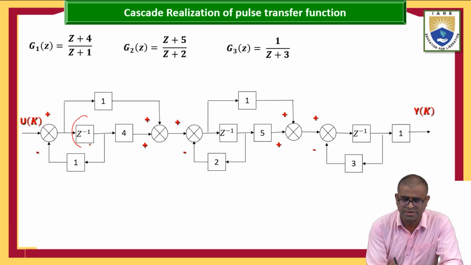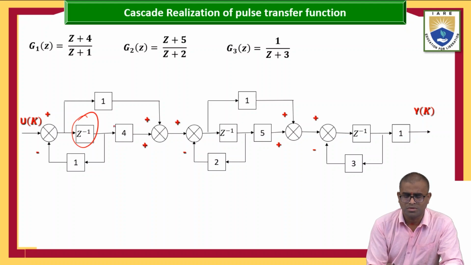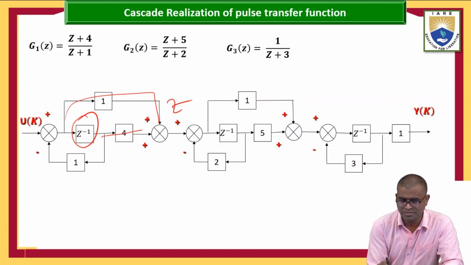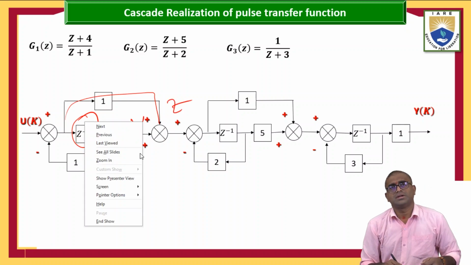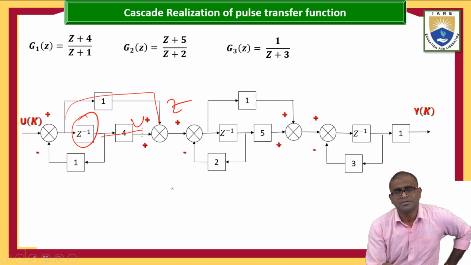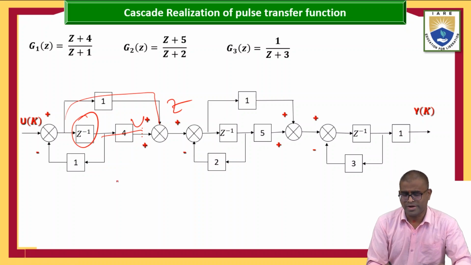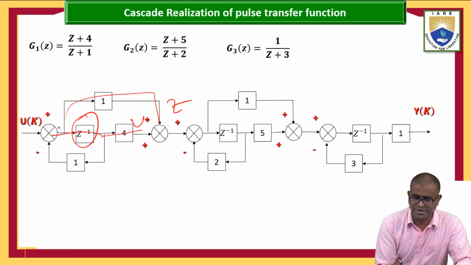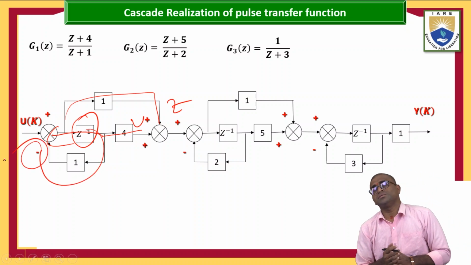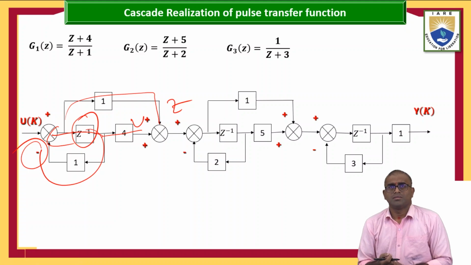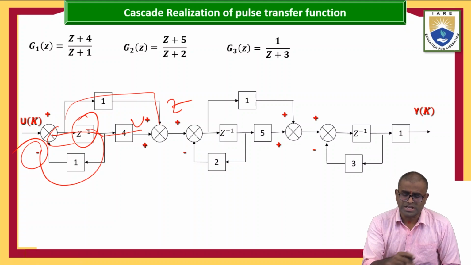Here the first function has order 1, that's why z power minus 1. The numerator is z plus 4, and the denominator is z minus 1, with negative feedback. This is the example of the first term.